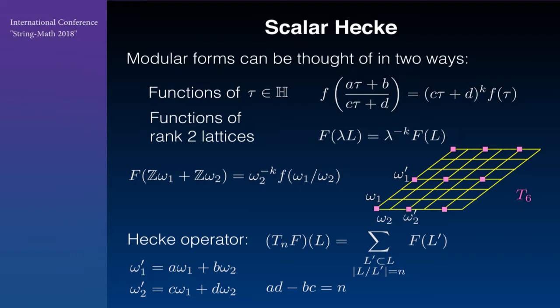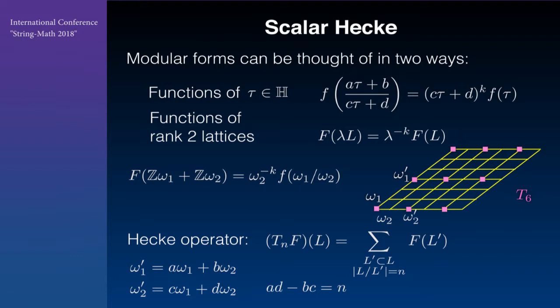The relationship between the two is just that if you take 2 complex numbers, omega 1 and omega 2, and you construct the rank 2 lattice that's the integer span of those, then the function of this lattice is just the function of this ratio up to a factor of omega 2. So that's the relationship between the 2 ways of thinking about modular forms. Now, thinking in terms of lattices is particularly nice because it allows a very natural definition of what a Hecke operator is.